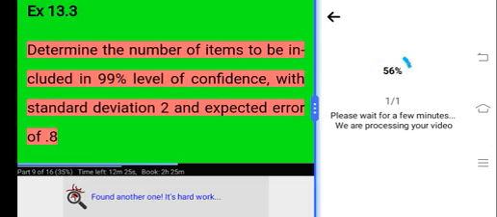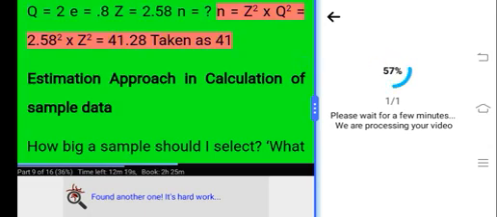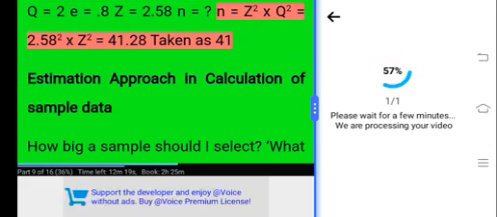Determine the number of items to be included at 99% level of confidence, with standard deviation, for an expected error of 0.8. Sigma equals 2, E equals 0.8, Z equals 2.58. n equals Z squared times sigma squared over E squared equals 2.58 squared times 2 squared over 0.8 squared equals 41.28, taken as 41.